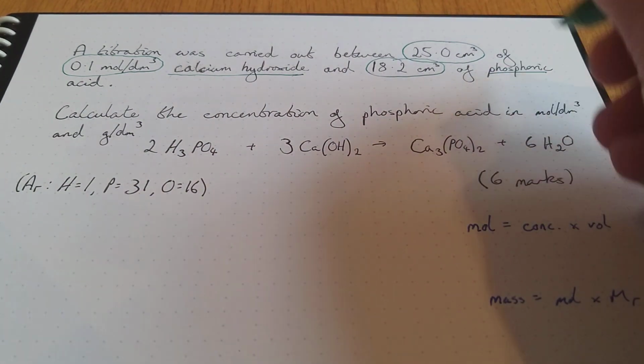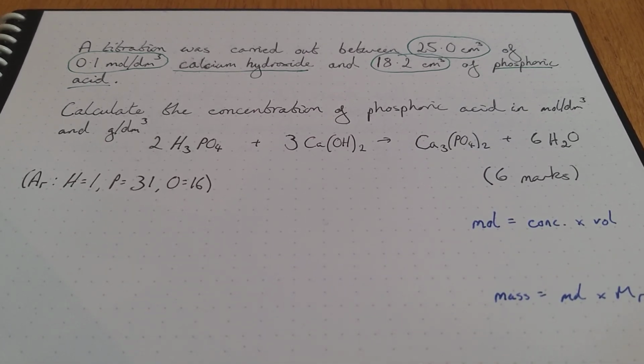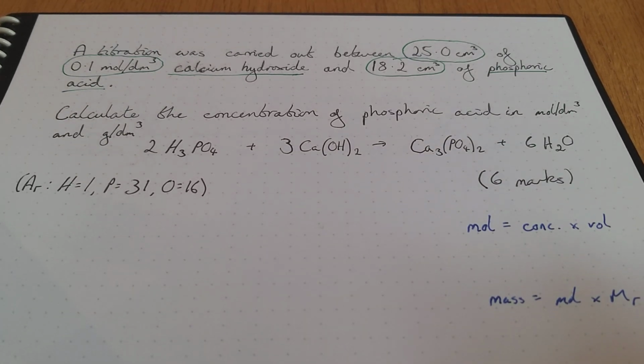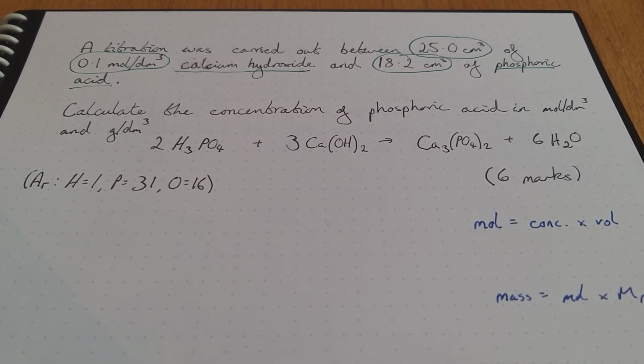and it was reacted with 18.2 centimeters cubed, so let's circle that, of phosphoric acid. Okay, and remember, with titrations, we stop the titration just when all of the acid and alkali have been neutralized. So at that point, we've got the correct molar ratio of acid and alkali, which allows us to use the molar ratio in the equation.